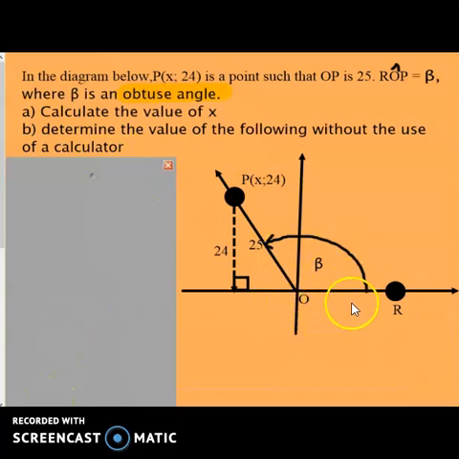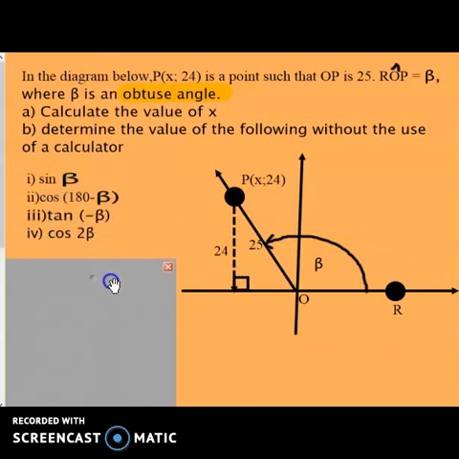Right, so we can see we've got an obtuse angle that is given. We've got point P indicated, point R indicated, O is indicated, the angle beta as an obtuse angle, got 25 there. So the height, which is my y value, is 24. We need to calculate the x value. Already there I can notice that it is a negative value because it's on the left hand side of the y-axis.